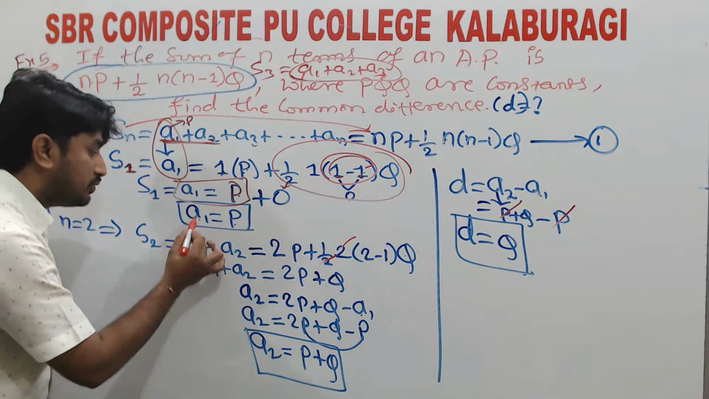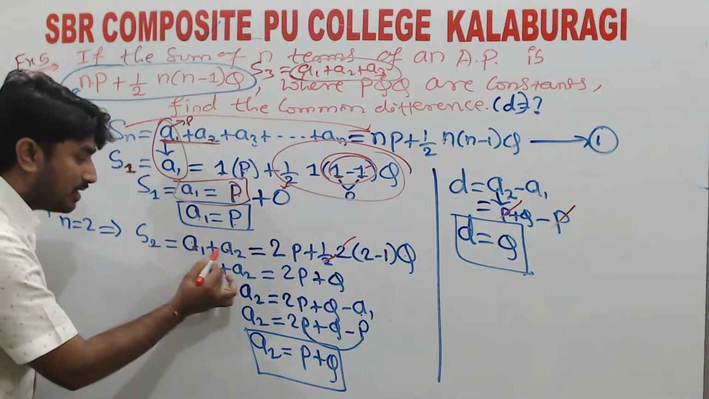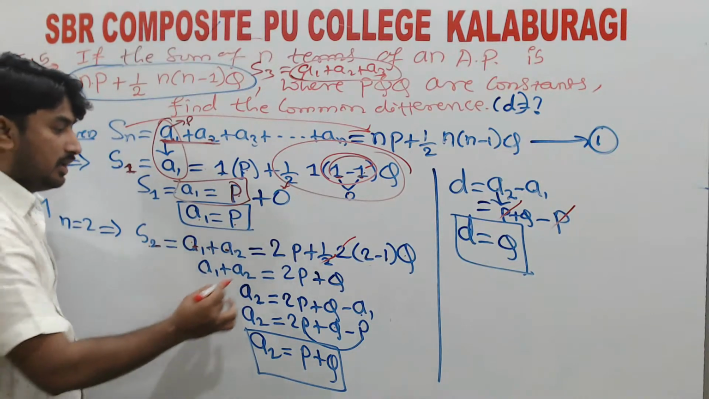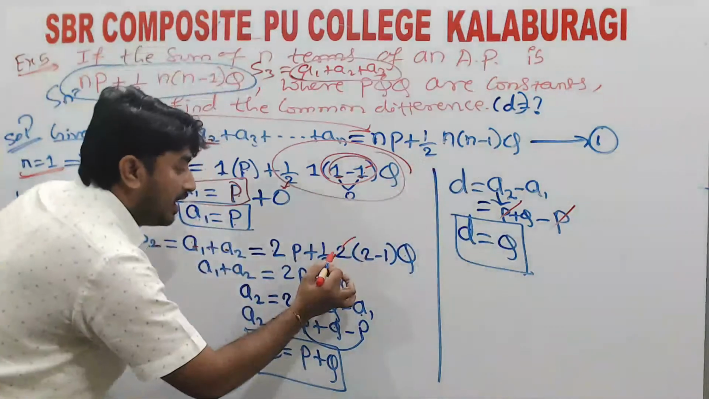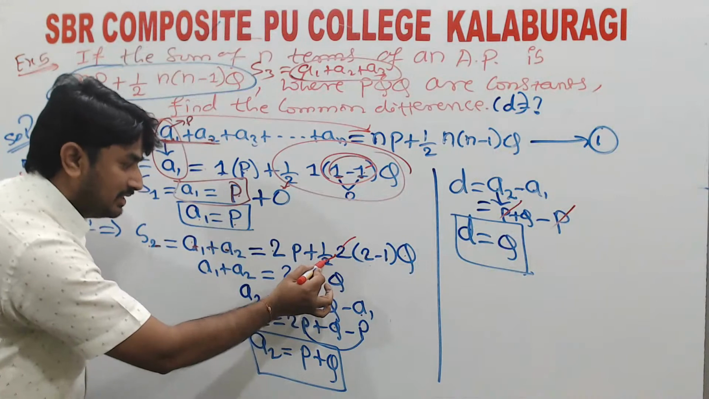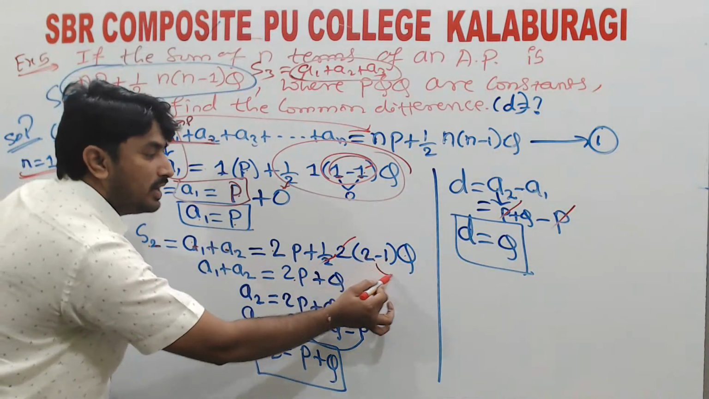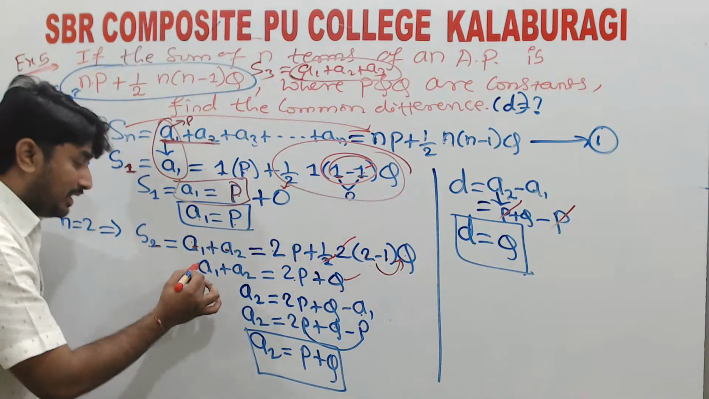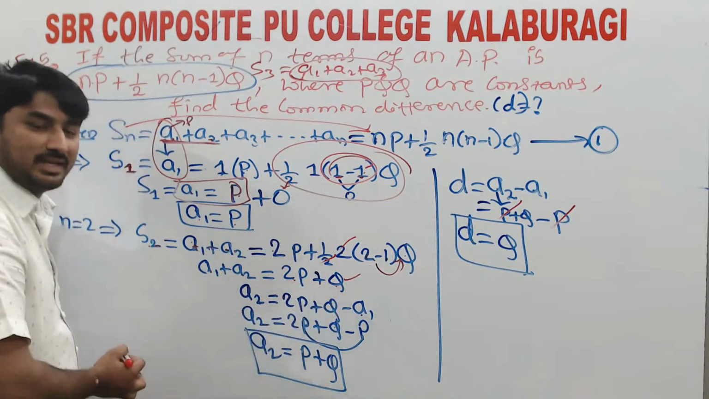The sum of two terms is S2, same as the sum of two terms. Both are equal to, in place of n I am taking 2, and in place of the other n I am taking 2. Here 2 and 2 cancel. What remains? 2p as it is. 2 minus 1 is 1, and 1 into q is q. So the sum of the first two terms equals 2p plus q.